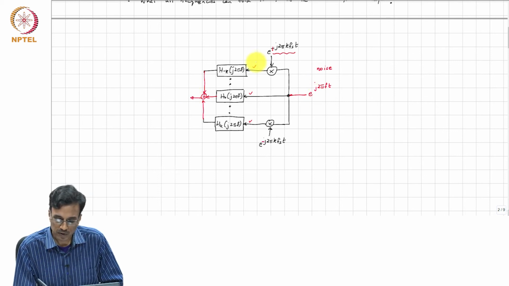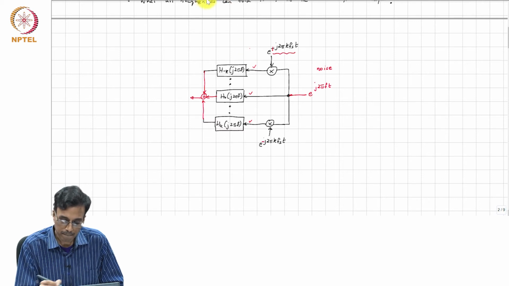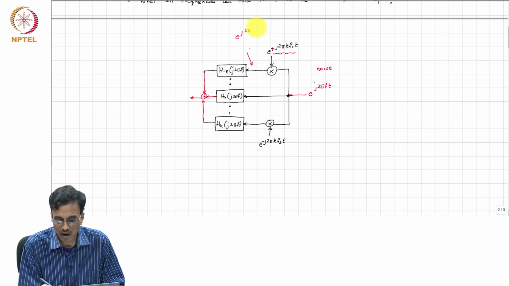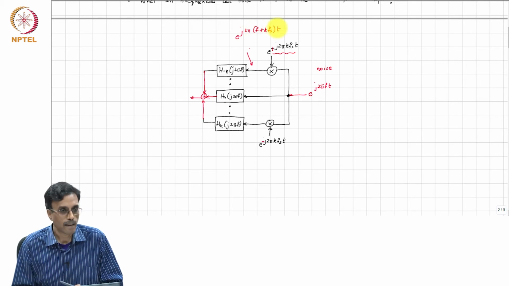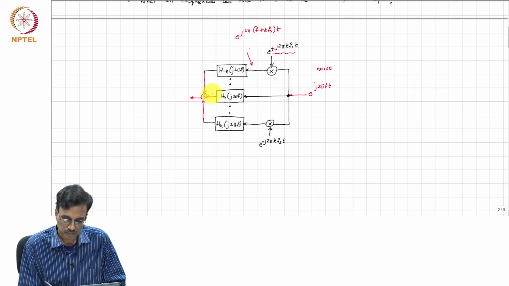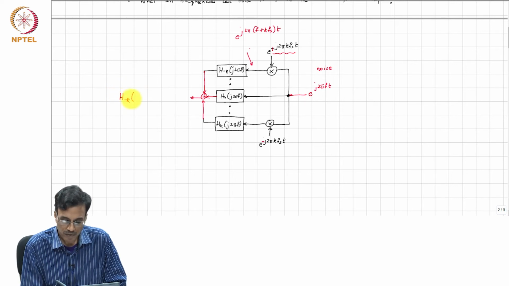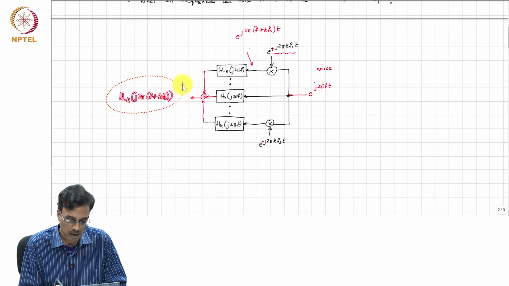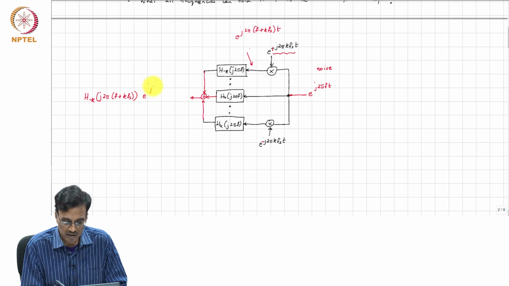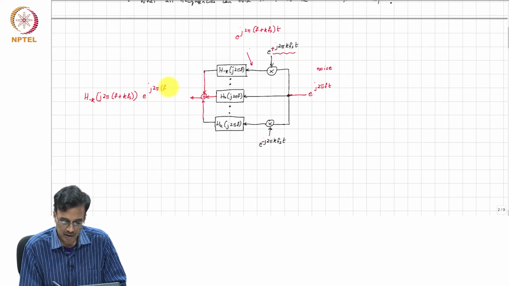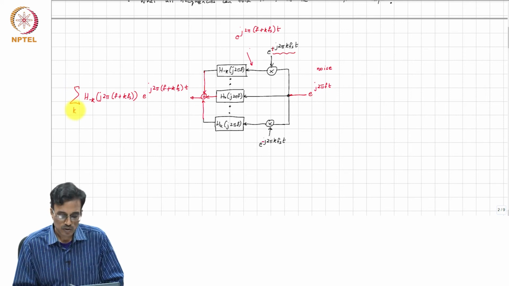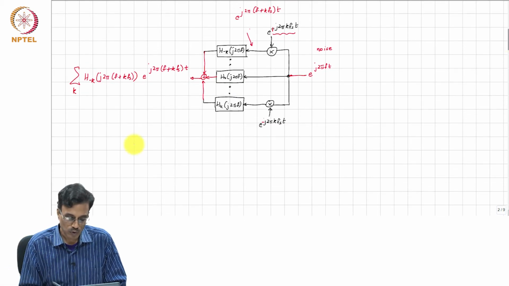Right, and what do you expect to see here? So, e to the j 2 pi f t here becomes e to the j 2 pi f plus k fs times t, all right, and what you get here is h sub minus k of j 2 pi f plus k fs times e to the j 2 pi f plus k fs times t, and now we have to sum over all k's, right.